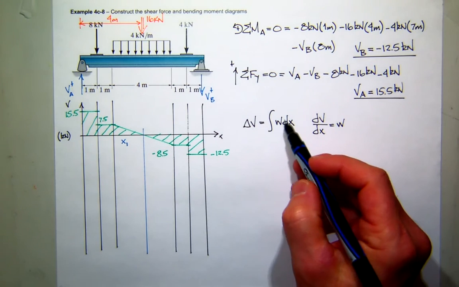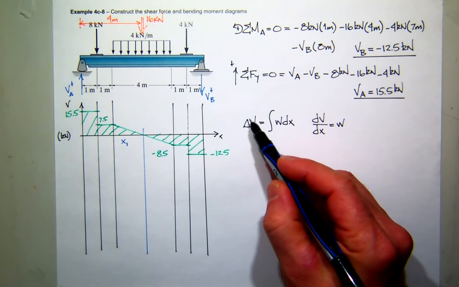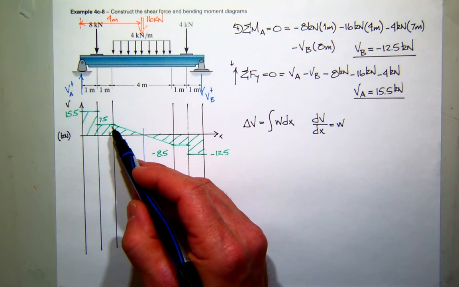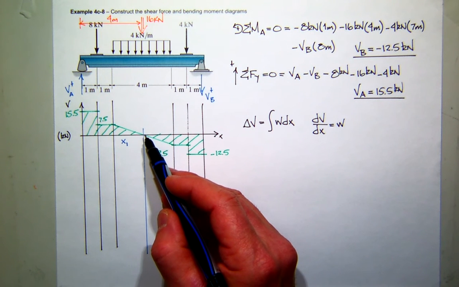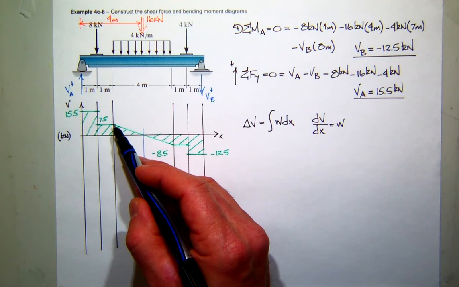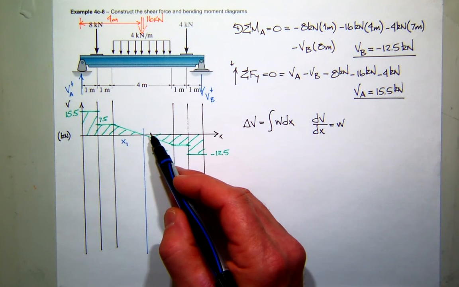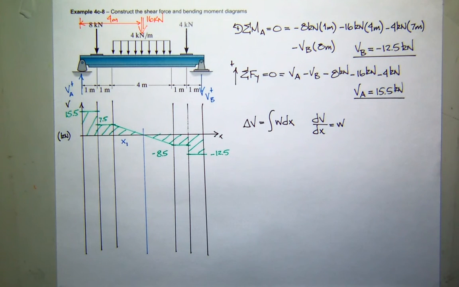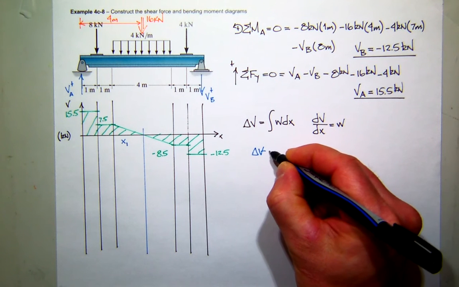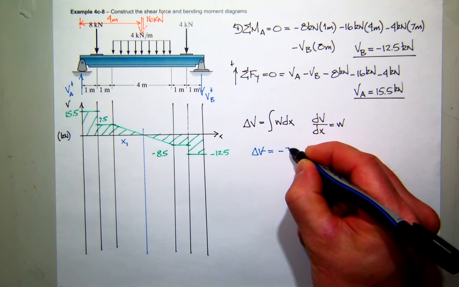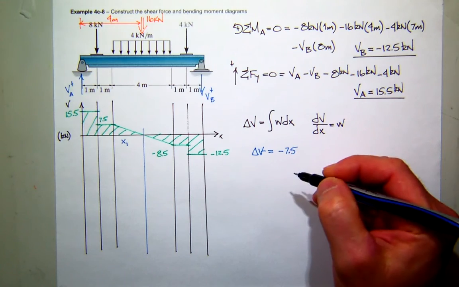Well, we can use our equation. What's the change in moment from this left edge to here? I'm sorry, the change in shear. I start a shear at what? 7.5, and I drop to 0. So that means the change in shear is equal to minus 7.5, right?